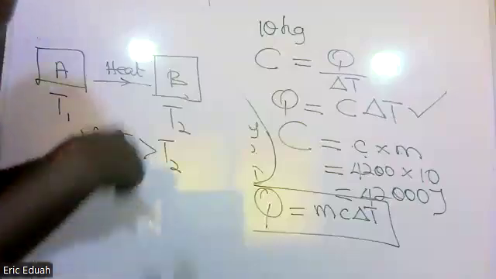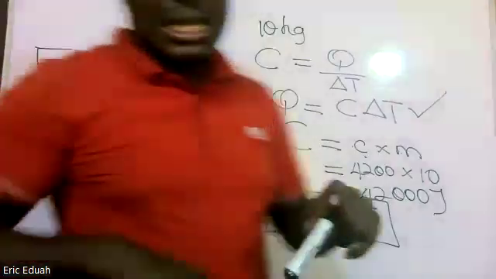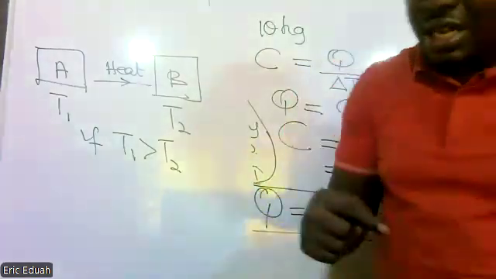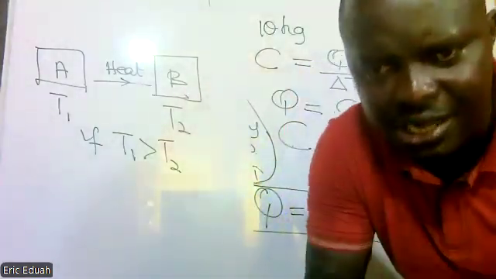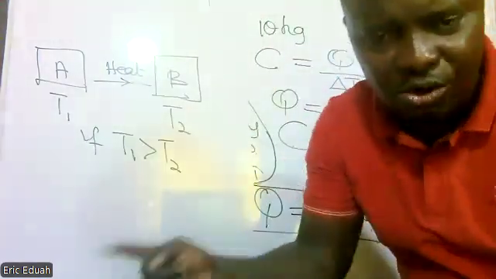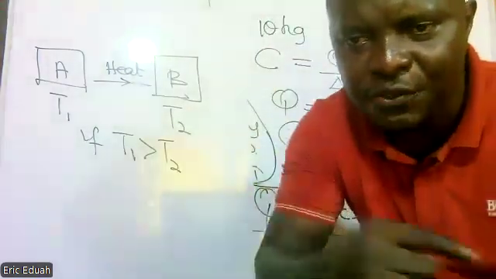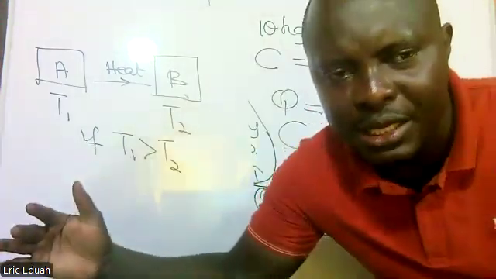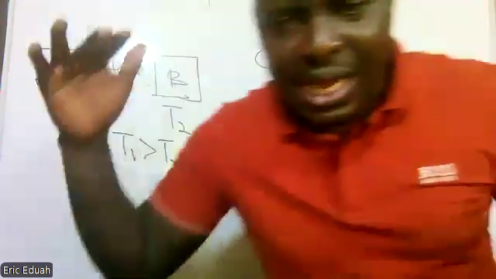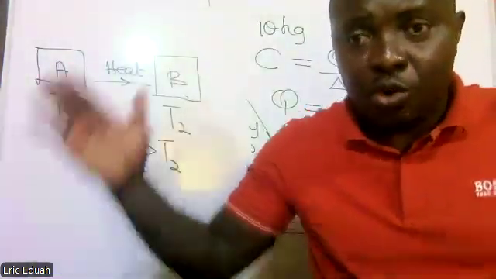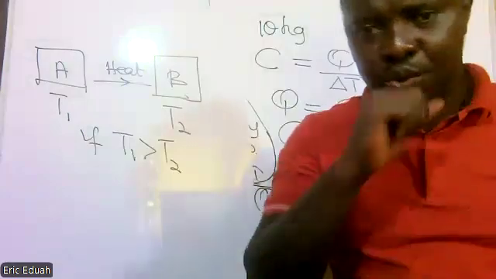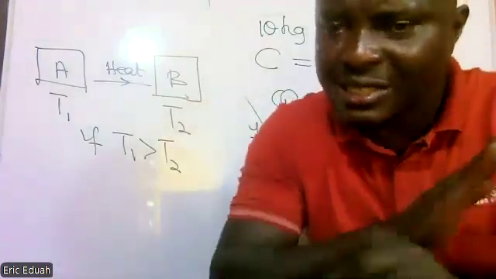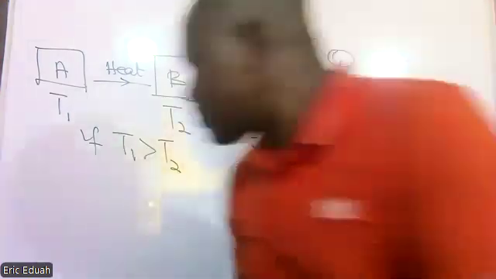Okay. So whenever two substances have different temperature, there will be transfer of heat energy from the body at a higher temperature to the body at a lower temperature. This transfer will go on and on till the two have attained the same temperature. When they have the same temperature, then the transfer will stop. At that point, we say that the two bodies are at thermal equilibrium.